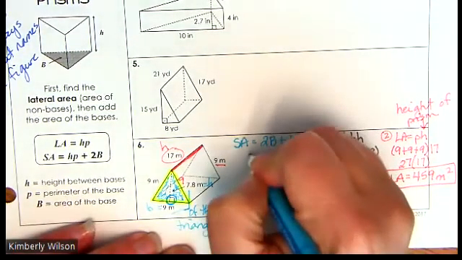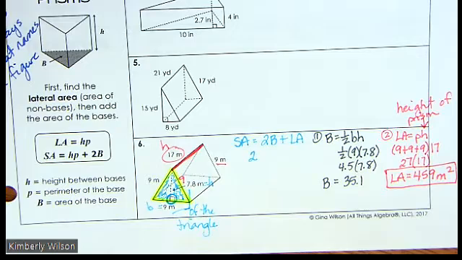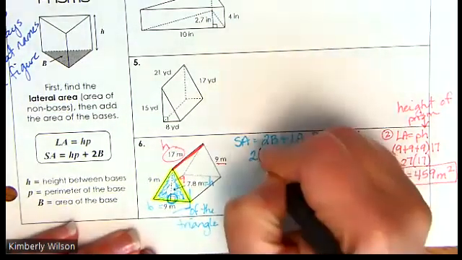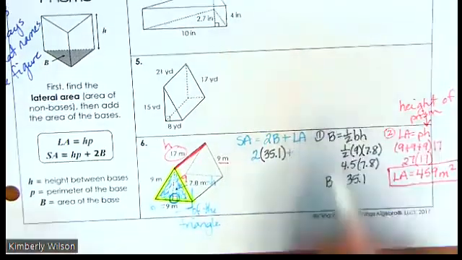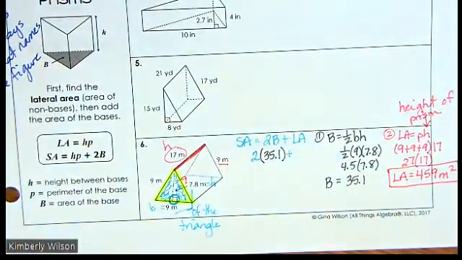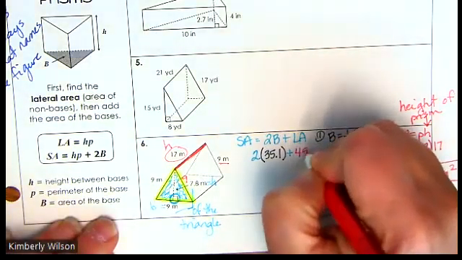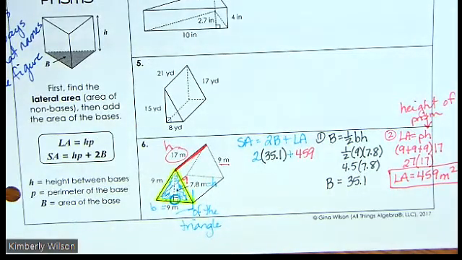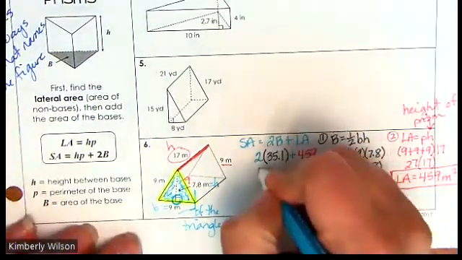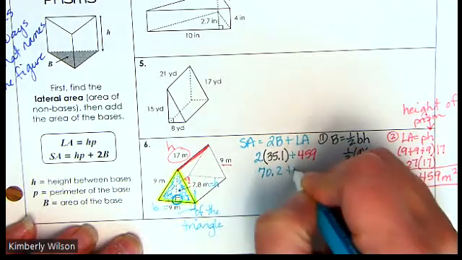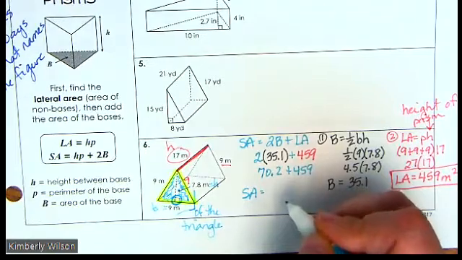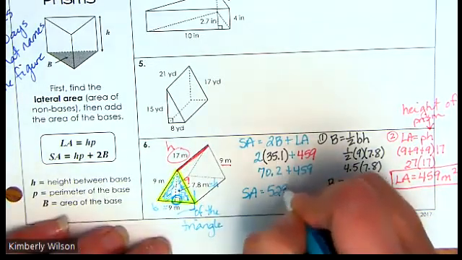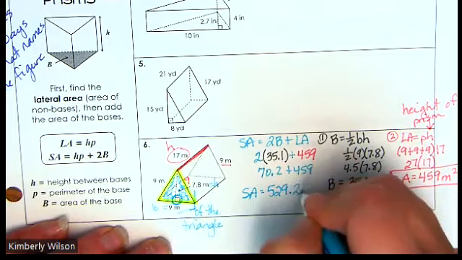So I'm going to have 2 times the area of the base, which is 35.1, plus the lateral area, which is 459. And now I simplify. So 2 times 35.1, that's going to be 70.2 plus 459. So that gives me a total surface area of 529.2 meters squared.